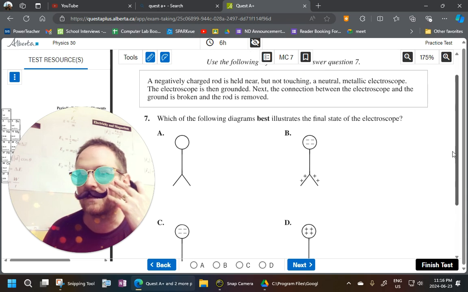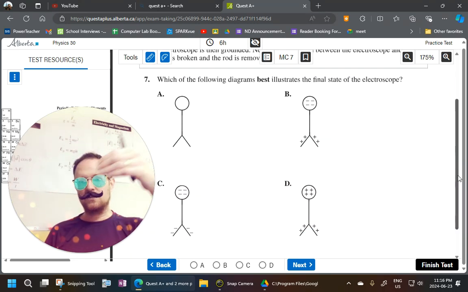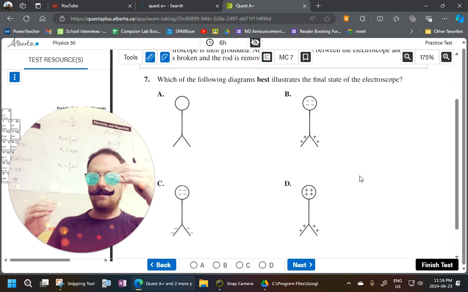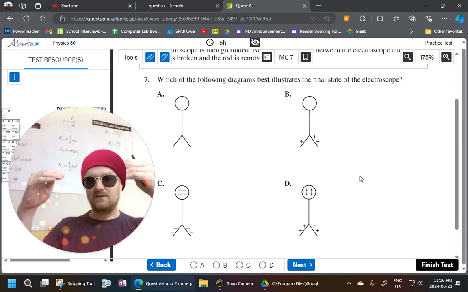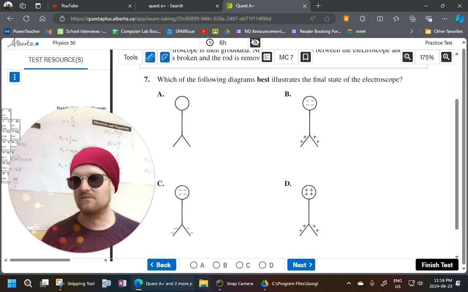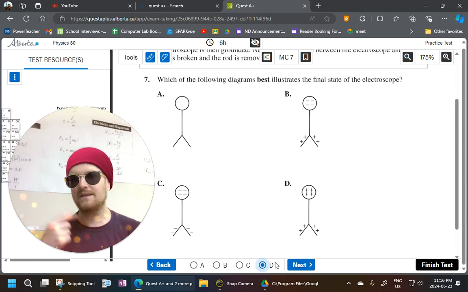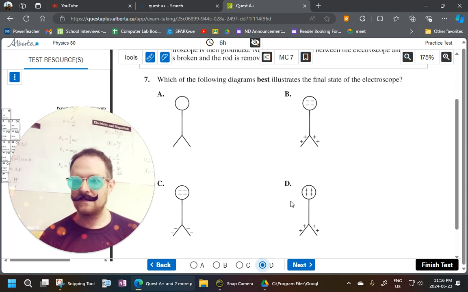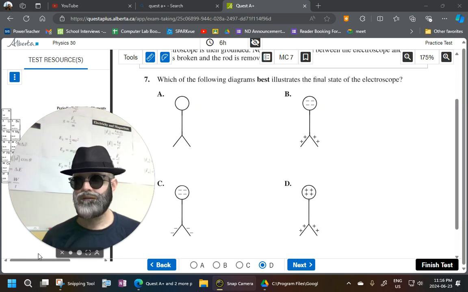Because what's happening here, we held a negatively charged rod near this thing, right? What that's going to do is push all of the negative particles inside the electroscope down and into the ground, so off this thing. So it's going to end up being positive overall. Remember, this is charging by induction. It changes its charge to the opposite charge. So, D.